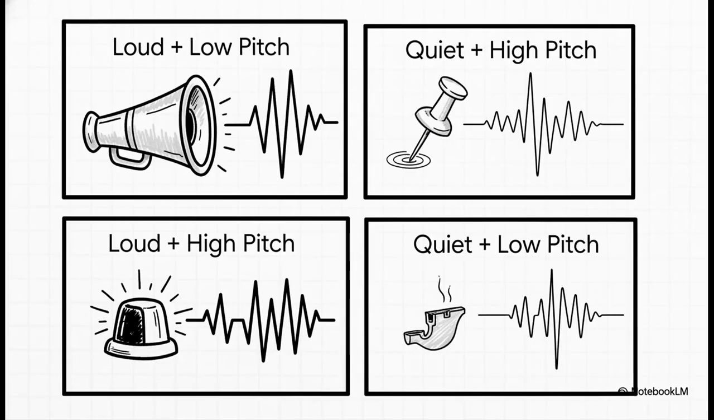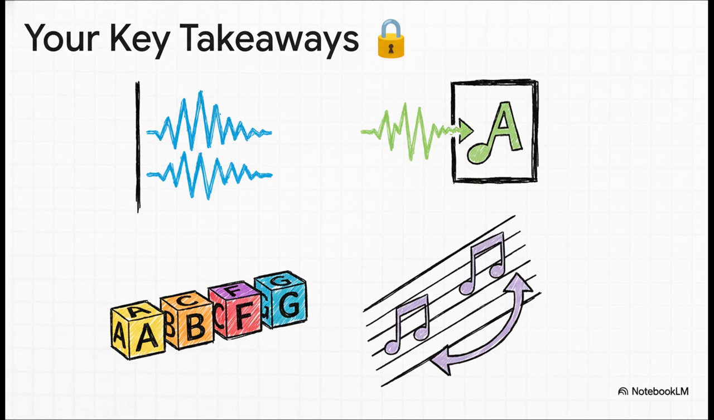Now, this is a super important point, so I really want you to remember this. Pitch is not the same thing as volume. They're two totally separate qualities of a sound. A giant foghorn can be incredibly loud but have a very, very low pitch, and a tiny little pin drop can be super quiet but high-pitched. Don't mix them up. Okay, so let's lock in what we've learned today.